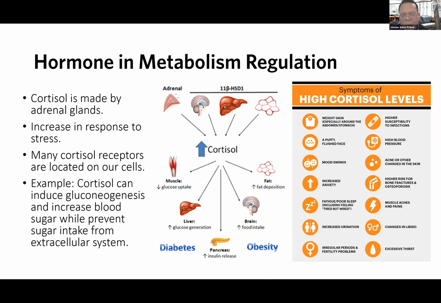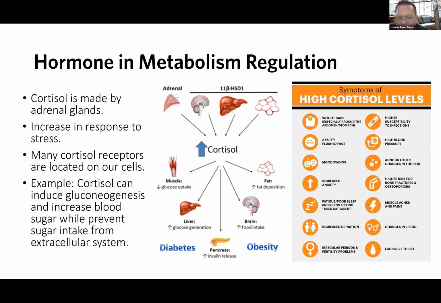Let's see the figure in this slide. Cortisol will go up, which means the concentration of cortisol goes up. But what is the effect of this cortisol? There are so many things to understand and explain about this cortisol.